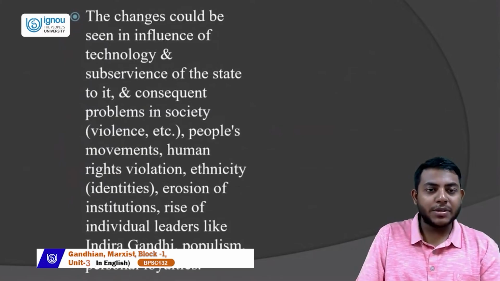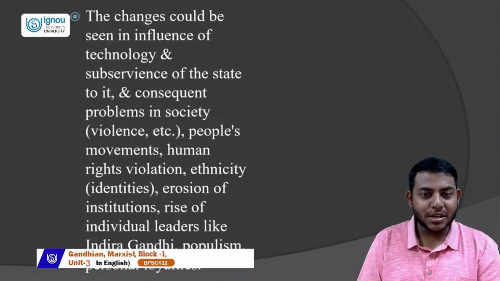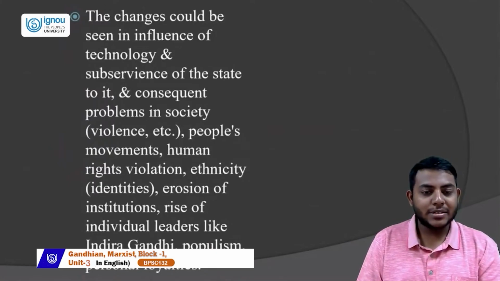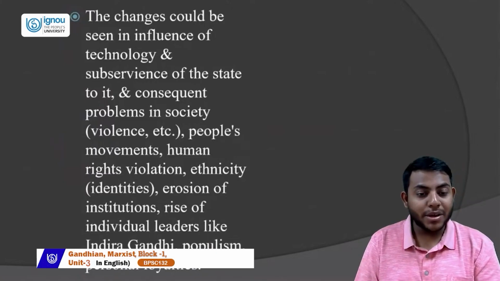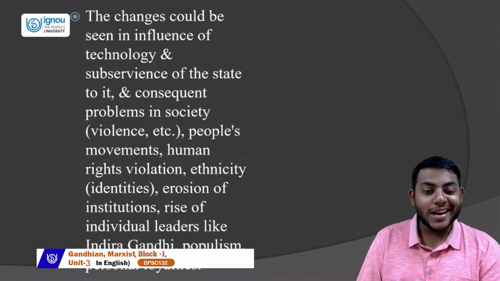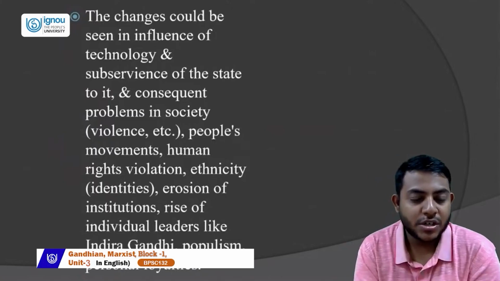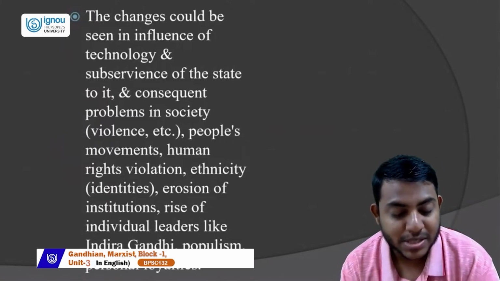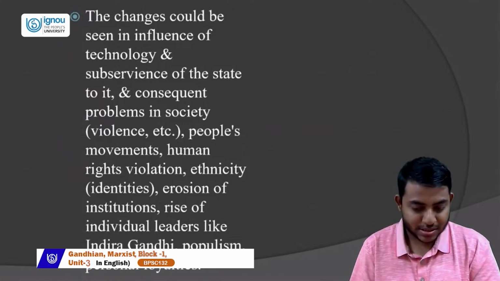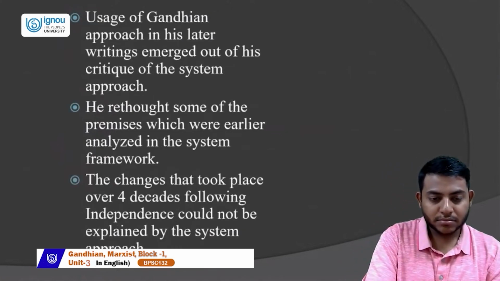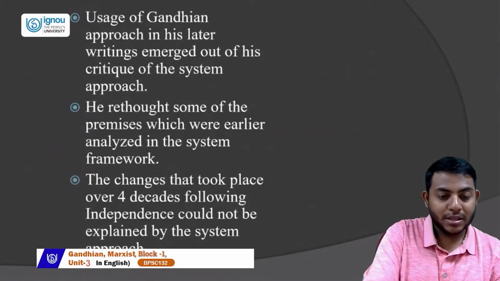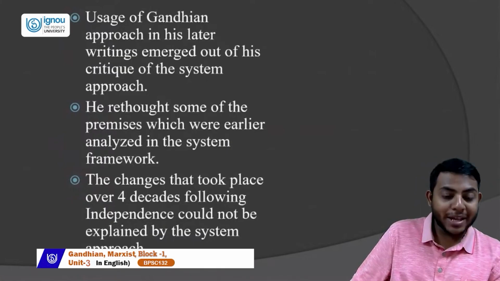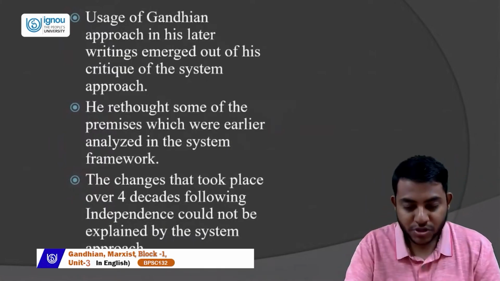So the changes that could be seen were the influence of technology and subservience of the state to it, and consequent problems in society, that is violence, people's movements, human rights violation, ethnicity, identities, erosion of institutions, rise of individual leaders like Indira Gandhi, populism, as well as personal loyalties. So these were some of the changes in the 4 decades that followed independence. And they, according to Rajni Kothari, could not be explained by the systems approach.